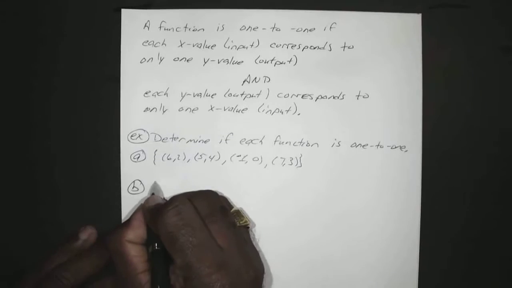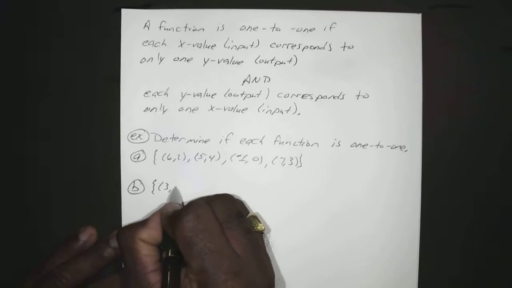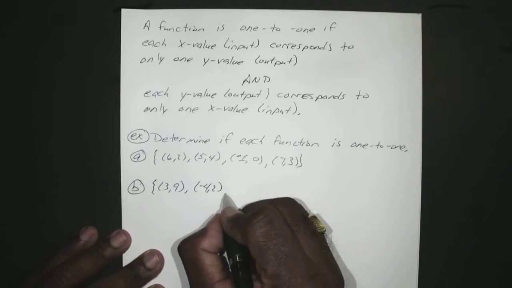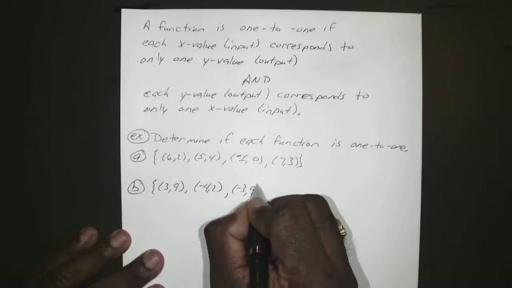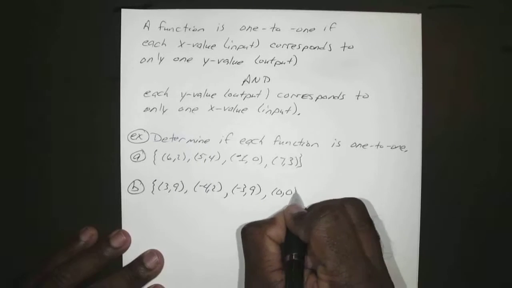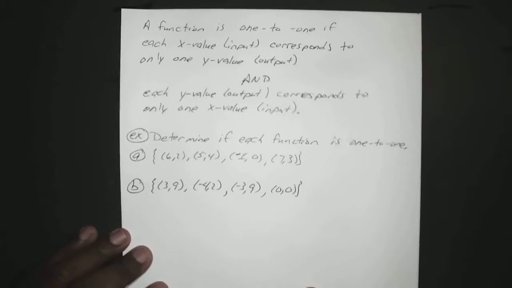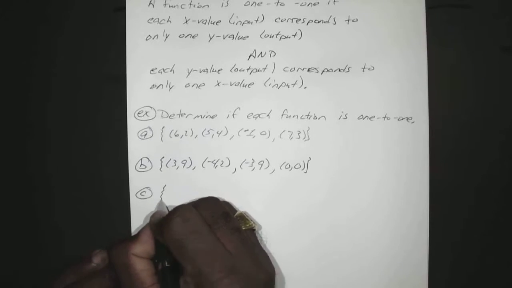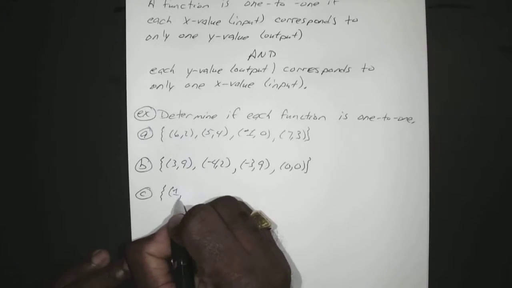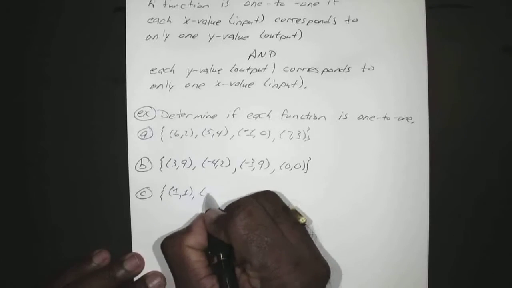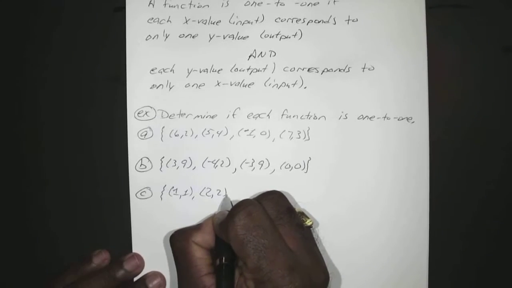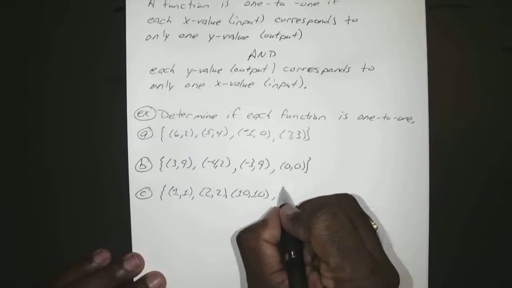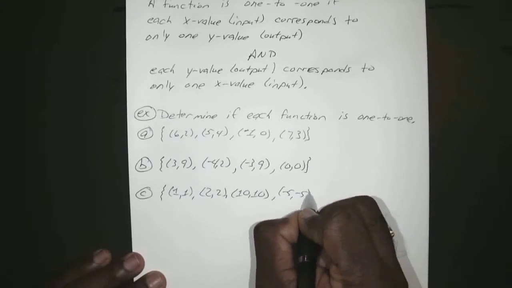Say for B, if you have (3, 9), (-4, 2), (-3, 9), and (0, 0). And say for C, you have (1, 1), (2, 2), (10, 10), and (-5, -5).